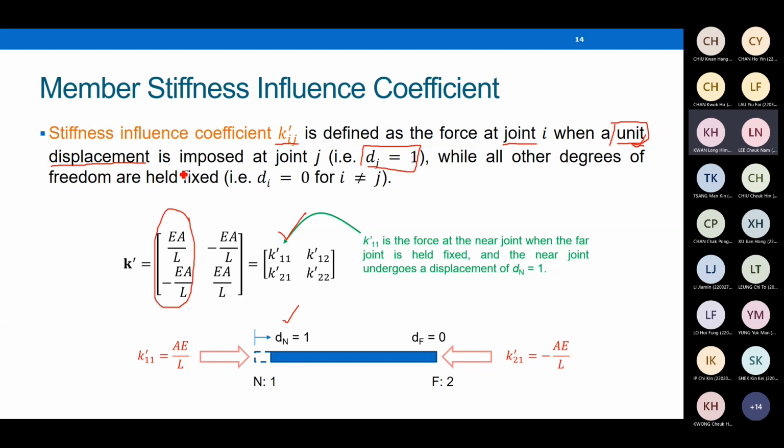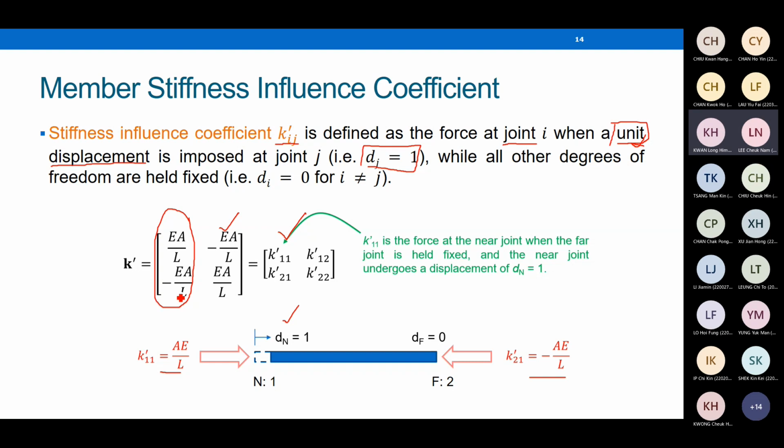The first column inside the stiffness matrix is the force due to unit displacement at node N. Then what about the second column? The force due to unit displacement at node F. You can apply unit displacement separately on the structure and then find the reactions. The reactions represent the stiffness elements inside the matrix. You can also use this approach to derive the matrices.